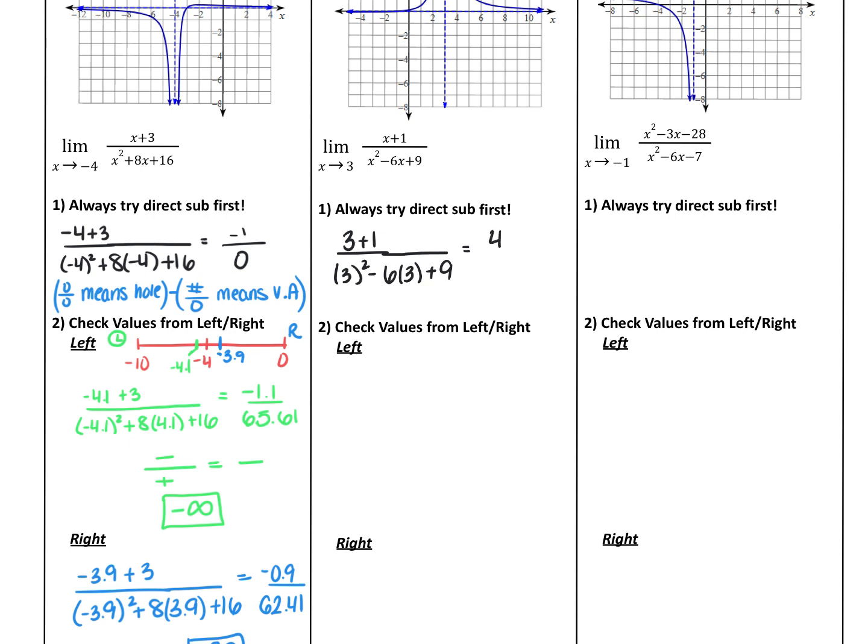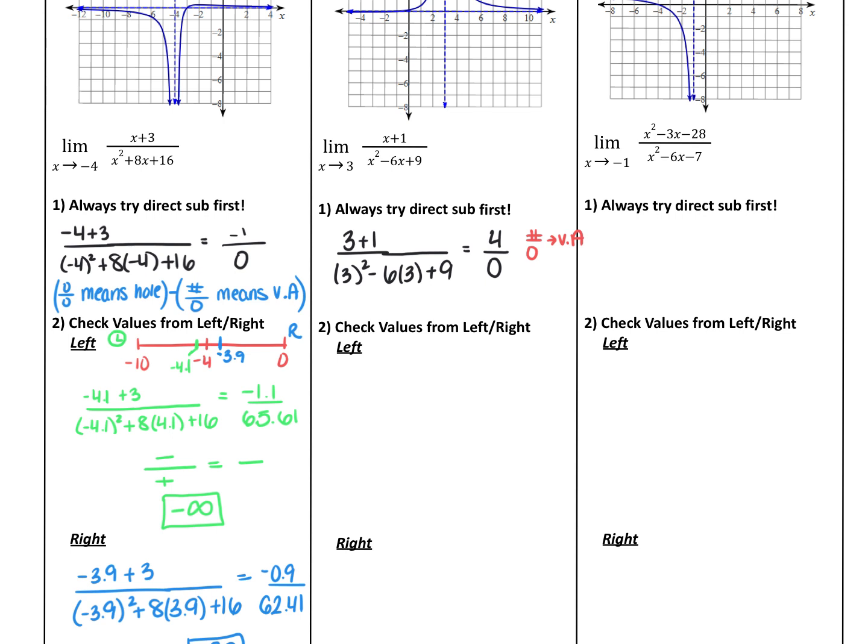Okay, so we should have gotten 4 over 0. Again, same thing that we wanted from before. We got a number over 0. That means that there is a vertical asymptote. So we have to check values from the left and from the right. This time I'm asking from 3.